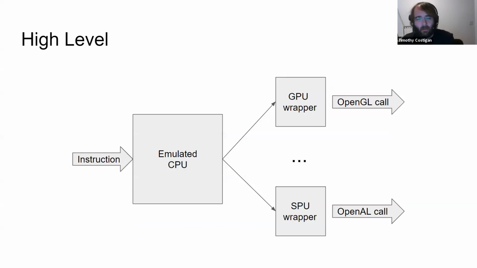High-level emulation is much more common and a lot easier. You can cut a lot more corners doing this, and that's where you basically just emulate the CPU, but all of the other things like the graphics card and the sound units and everything are basically just very thin wrappers talking to modern libraries like OpenGL or OpenAL.